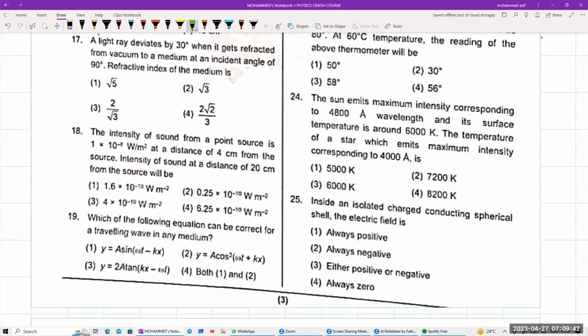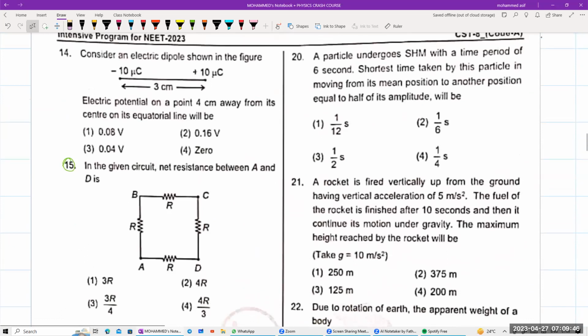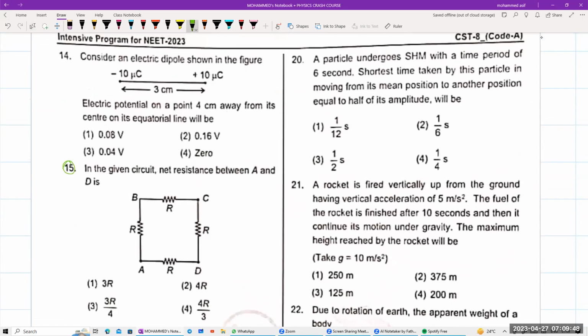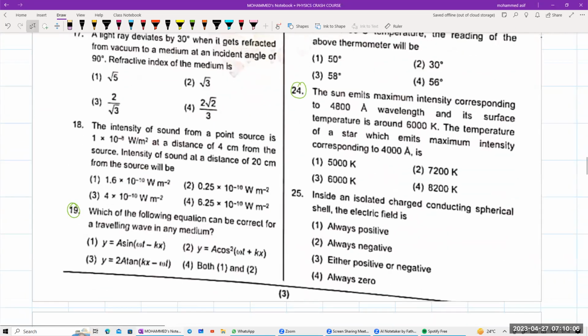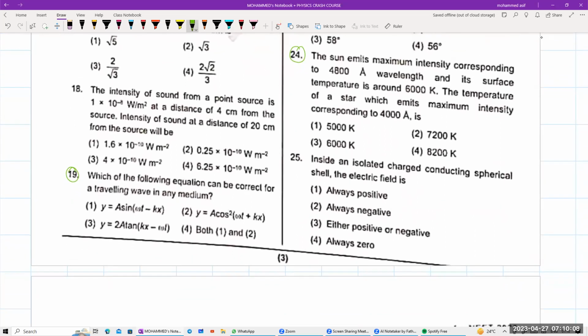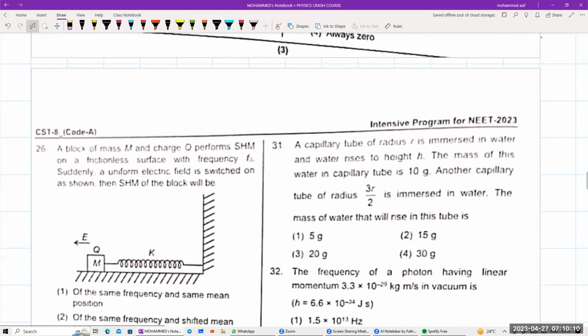Question number 19 is a sound wave question, we can try to do that one. Then question number 20 is SHM, will come back. Then a rocket is fired vertically from the ground having an acceleration, this we'll do later. Due to rotation of the earth, the apparent weight, this is a gravitation question, we can do it. Mercury thermometer, this is also a thermometer question, we can do it. The sun emits a radiation, this is heat and thermodynamics, we can try that question. Inside an isolated charged conducting spherical shell, it's an electrostatics question.